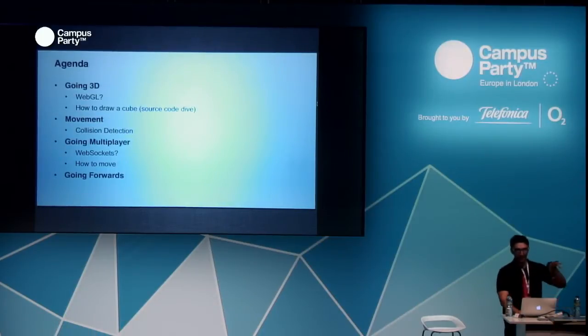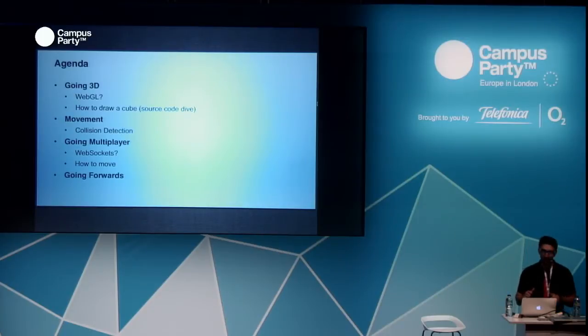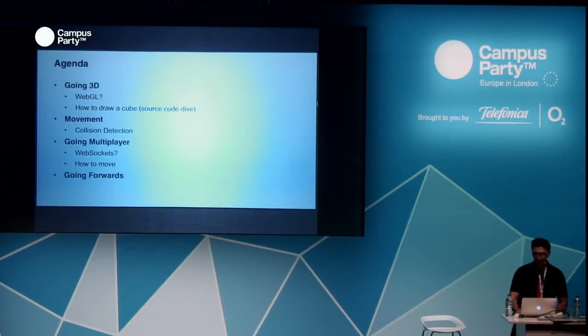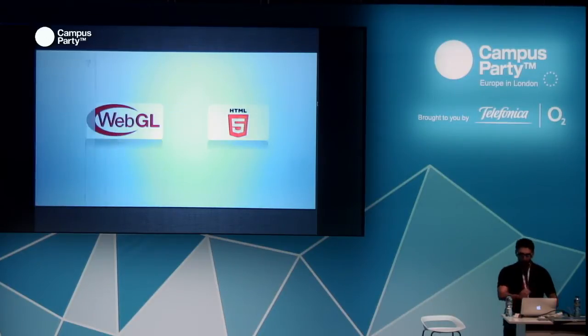So we're going to go into 3D. We're going to talk about WebGL. We're going to talk about basic stuff like how do you draw a cube and how would you go about doing that. We're going to talk about movement, collision detection, some really basic collision detection to get your character moving on the screen. And then going multiplayer, we're going to talk a little about what WebSockets are. You're probably going to get bored of that, but you're going to get an idea of the architectures behind it and going forward into the future what you can do with this awesome stuff.